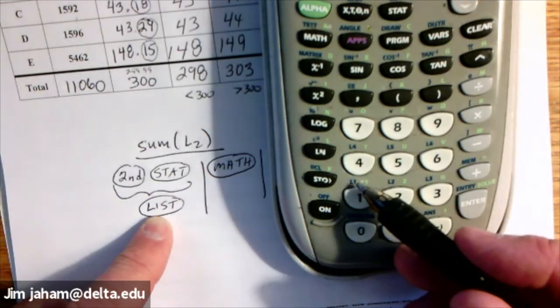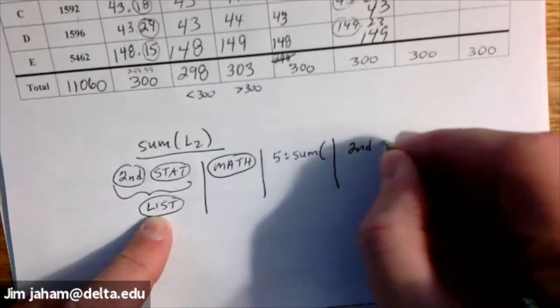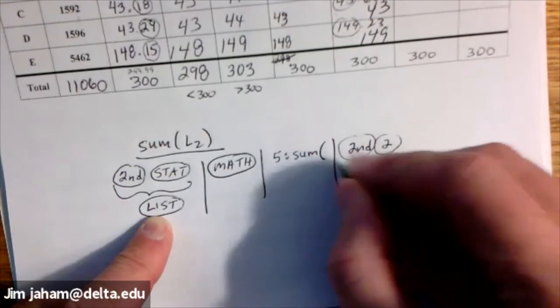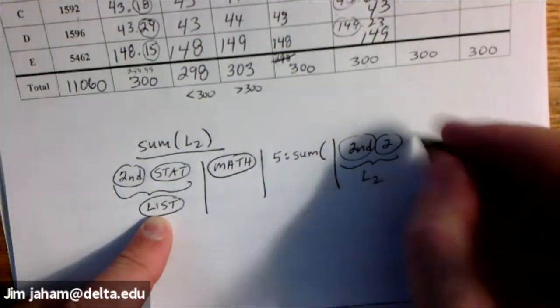They're in blue, so you have to hit the second key to get to them. So second, 2. And together that would give you L2. And then enter.